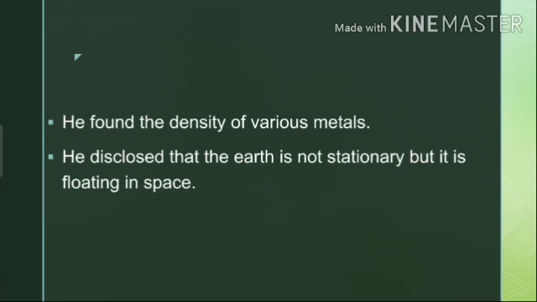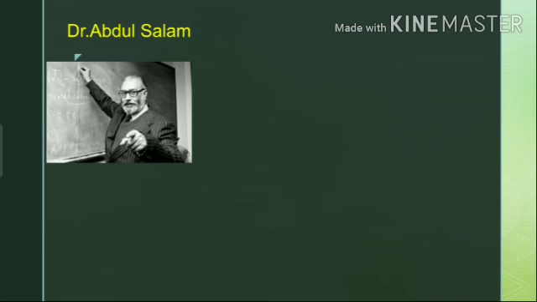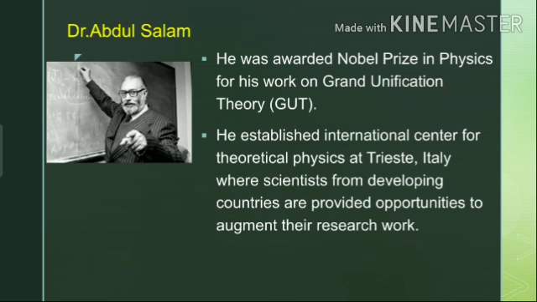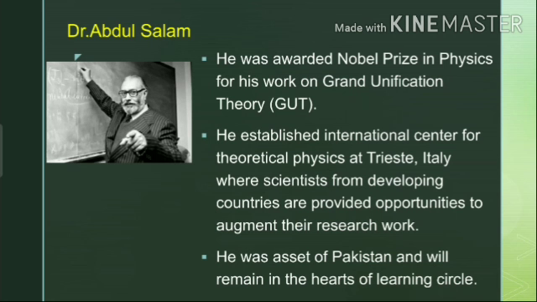Our next scientist is a Pakistani scientist, Dr. Abdul Salam. He was very famous due to his theory of GUT. He was awarded the Nobel Prize in Physics for his work on the grand unification theory. He established the International Centre for Theoretical Physics at Trieste, Italy, where scientists from developing countries are provided opportunities to augment their research work. He was an asset of Pakistan and will remain in the hearts of the learning circle.